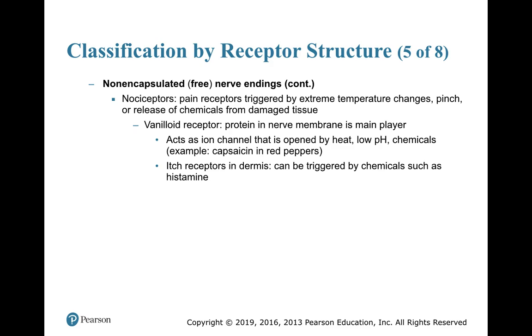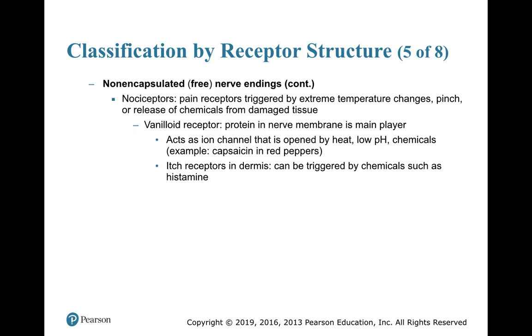Those pain receptors are triggered by extremes in temperatures, also pinch, and the release of chemicals from damaged tissues. One of them is a vanilloid receptor, which is a protein in the nerve membrane that's a main player in all of this. It acts as an ion channel, which is opened by heat, low pH, and chemicals. For example, capsaicin in red peppers will open this vanilloid receptor.